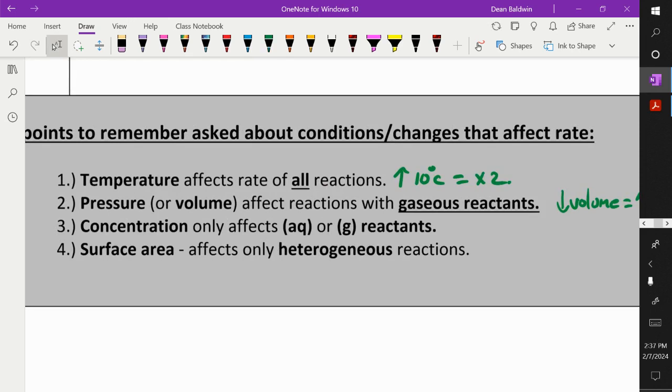Concentration, if you increase the amount or the concentration, only affects aqueous or gas. It does not change for pure liquids or solids. Surface area only affects heterogeneous mixtures. And the other thing you should remember is that aqueous is faster than gas, is faster than liquid, is faster than solid.